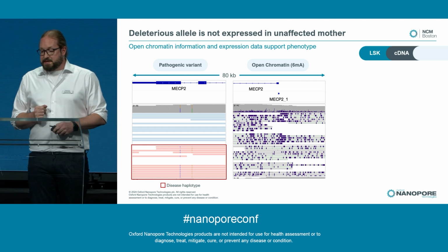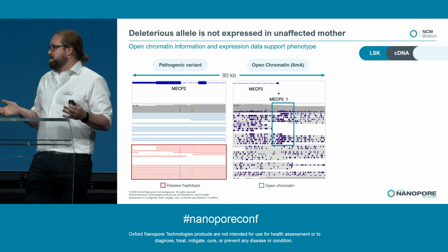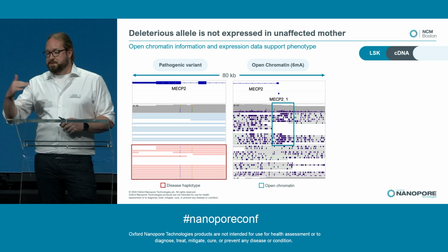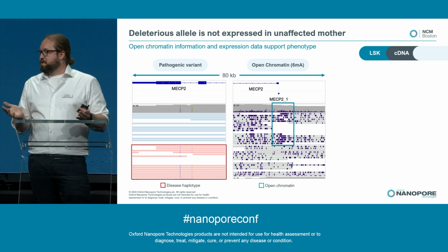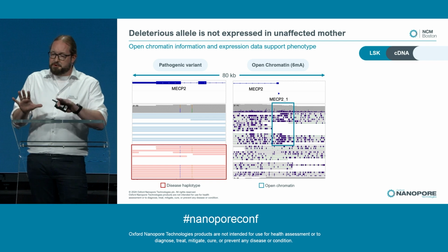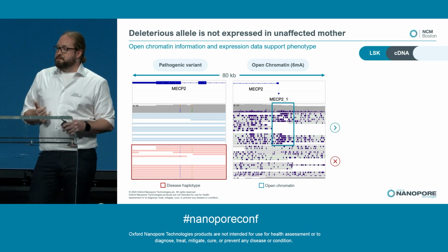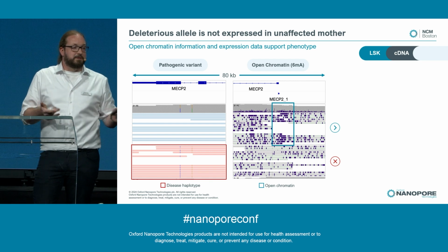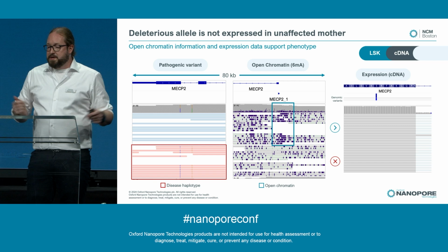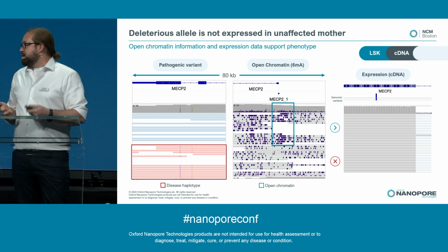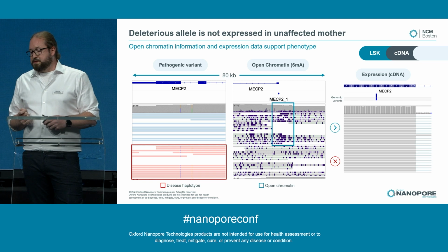If we do that, we see that only the top track, the haplotype without the allele, has open chromatin, whereas in the bottom, the haplotype with the affected allele doesn't have any open chromatin. So just from looking at the whole genome data, our expectation would be that the top one is expressed and the bottom one isn't. As I said, we have cDNA data, so we can go and check. When we did that, we confirmed that there is not a single read, not a single transcript, that shows the pathogenic variant. So it's completely silenced.